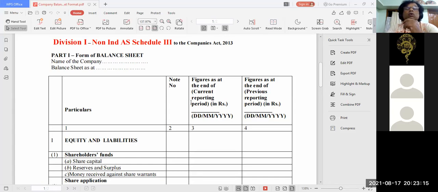In the format, how many columns are there? Look, on the left, the extreme left, there is one small column, then particulars, then note, then figures as at the end of the current reporting period in rupees, date, month, year, give it in this. Then next, figures at the end of the previous reporting year in rupees, date, day, month, year. You have to give this way, the format you have to learn.